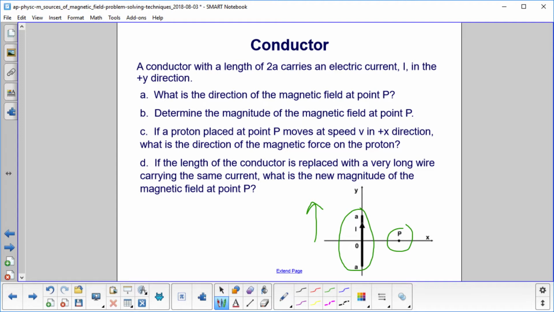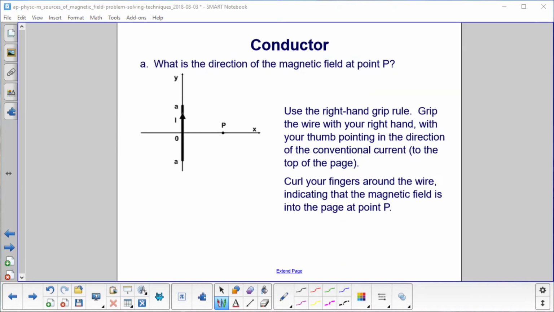Then if we place the proton at point P, which is moving at speed v in the positive x direction, what is the direction of the magnetic force on the proton? We now replace the conductor with a very long wire carrying the same current. What is the new magnitude of the magnetic field at point P? What is the direction of the magnetic field at point P?